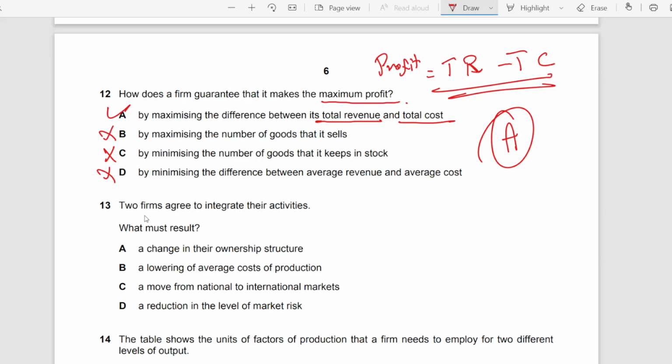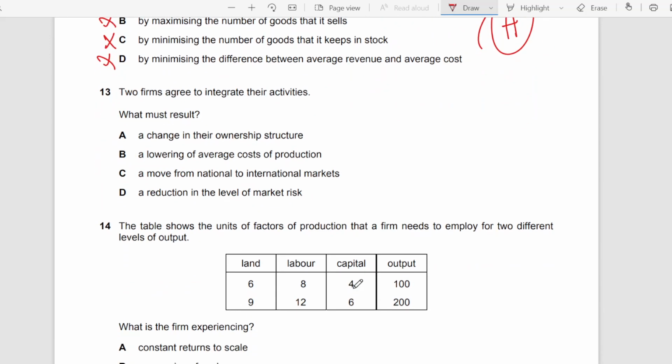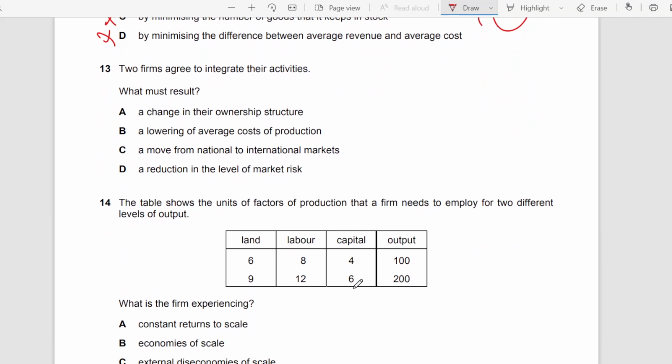Two firms agree to integrate their activities. Alright, what do you mean by integration? That means they're probably going to combine or merge their activities. What must result? A change in the ownership structure, a lowering of the average cost of production? Look, a move from national to international markets does not make sense over here. We're not talking about international businesses here. It might be just national companies or regional companies, or local companies, right? Not even national. A reduction in the level of market risk.